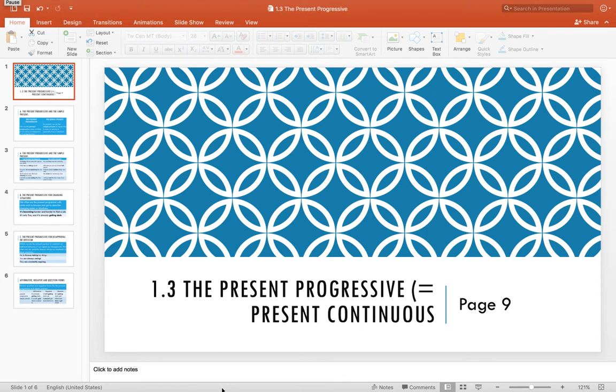Okay, here we are looking at the present progressive on page 9, and the present progressive and the present continuous are two different terms for the same thing. It depends on the book you're studying. They may call it the present progressive, or they may call it the present continuous.